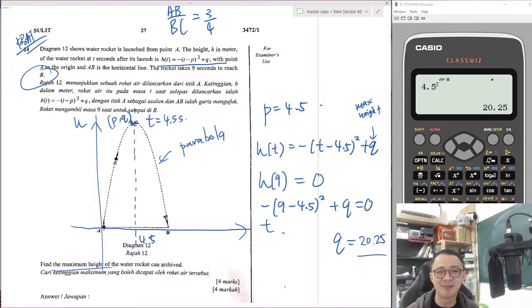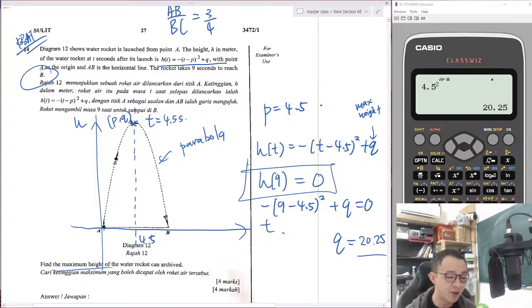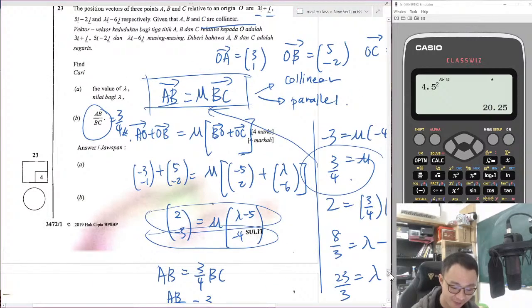Yeah, you might need some time to digest this one. And how come H(9) equals 0? Because at 9 seconds itself, the rocket actually touched the ground, isn't it? Touch the ground, the height will be just 0. Okay, so, 4 marks. Last one.